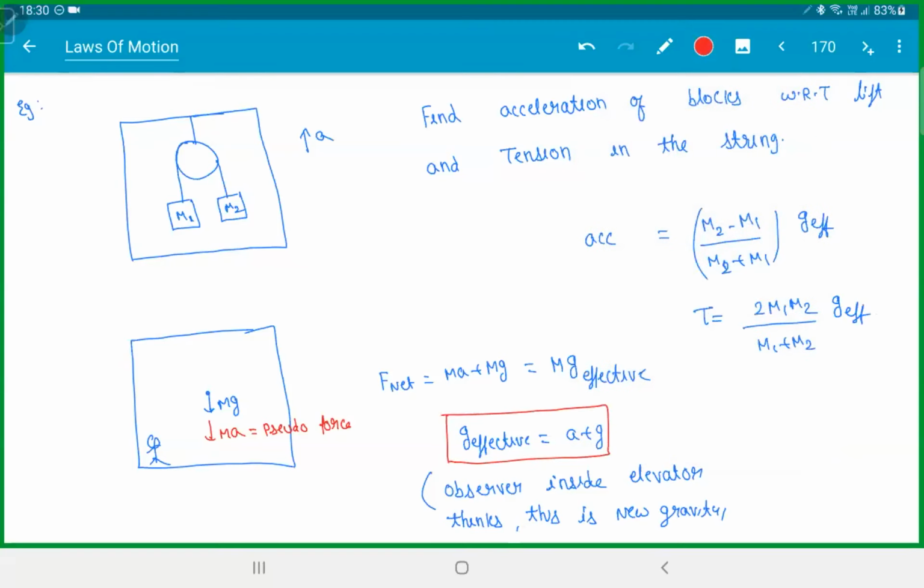Same thing, you can use this in projectile also. Suppose you have a big container. Let's say this is going down with a, and someone throws a particle with u and theta. So this thing flies and falls on the ground. If they ask you to find the time when it reaches the ground, when it reaches the floor of the elevator.